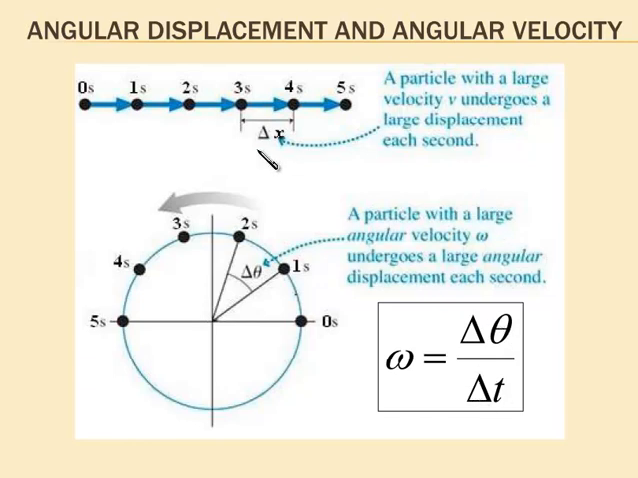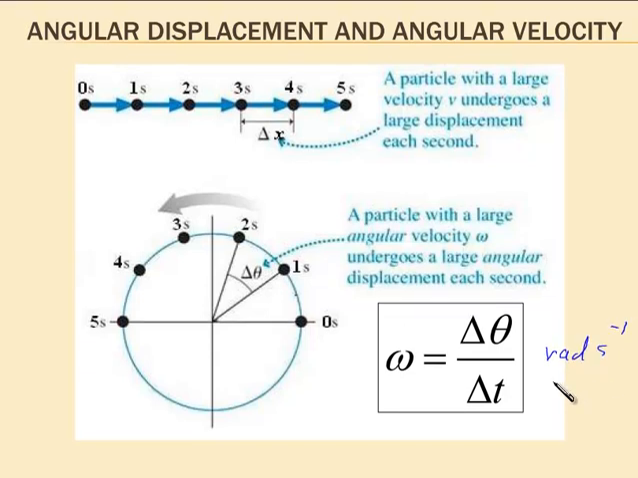So make sure you know the difference between linear displacement and angular displacement. Linear displacement is the change in the position. Angular displacement is the change in the angular position. And the unit for angular speed is the radian per second.